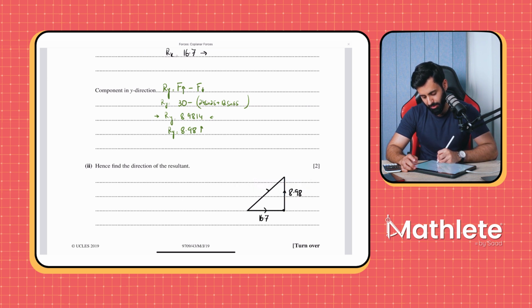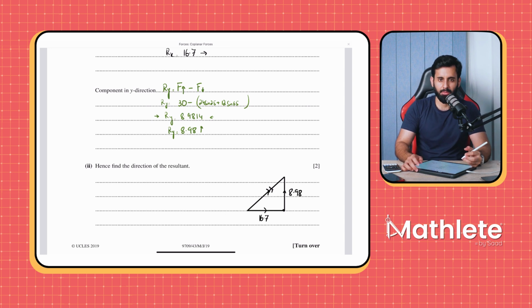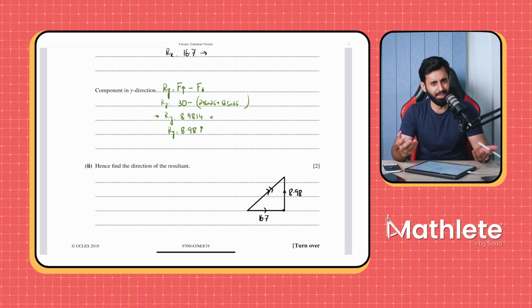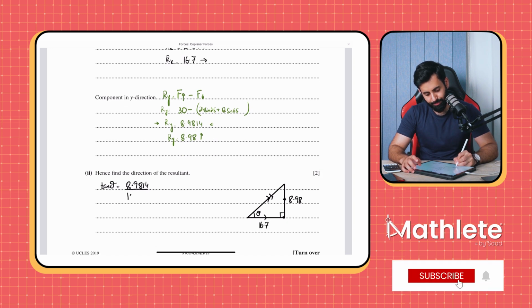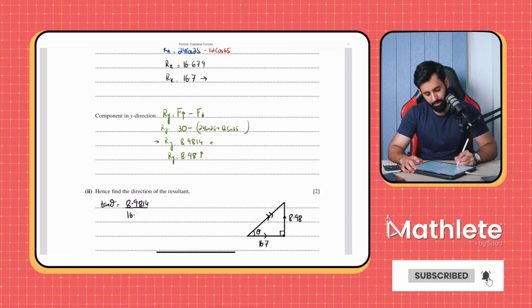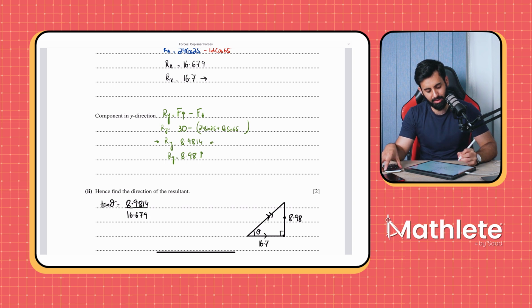So this is the resultant where I'm making these double arrows. This might remind you of a head to tail rule. That's what it is essentially. What we need to do is find the direction, so this direction is what I'm marking theta. Because it's a right angle triangle, we can use the trigonometric ratios, and that's exactly what I plan on doing. So we'll go with tan theta equals opposite, which is 8.9814, upon adjacent, which is 16.7, but that's the rounded off value, so we're going to go with 16.679.